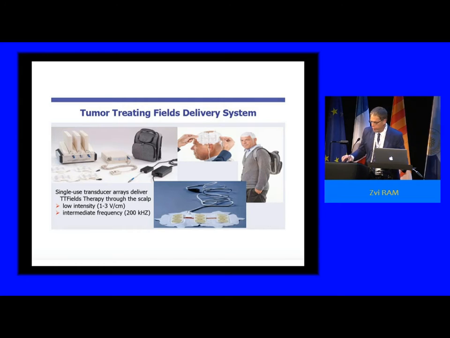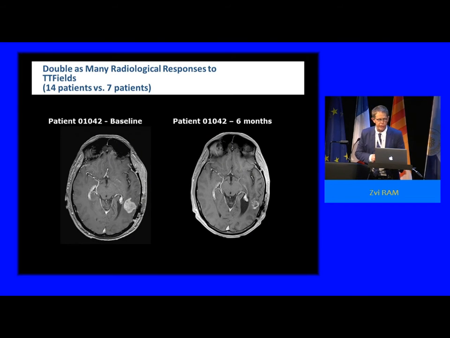So this is the apparatus that one uses for TTF. You can see that those are electrodes that are placed on the scalp, and the patient carries a battery that feeds on that apparatus. It currently weighs about 3 kilos. The new model weighs less than a kilo, and patients adapt to it very quickly.